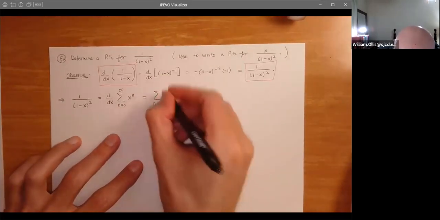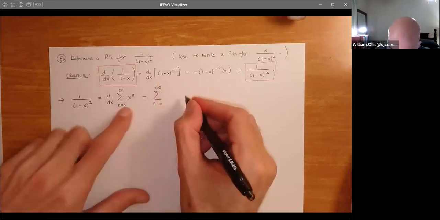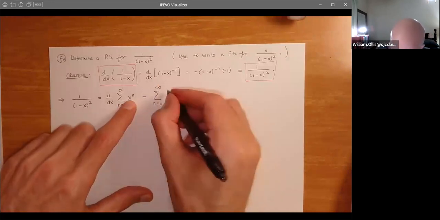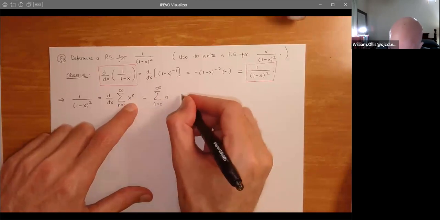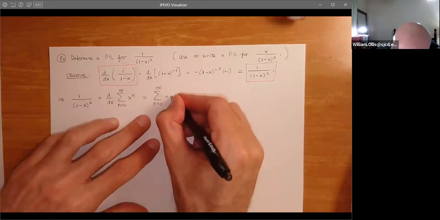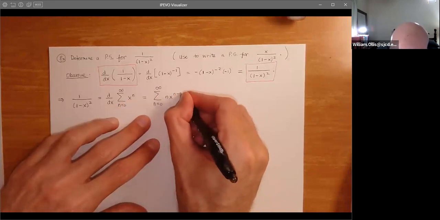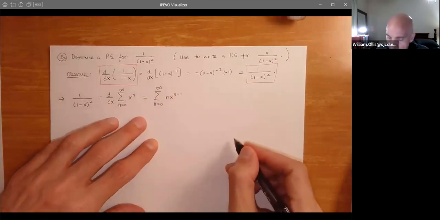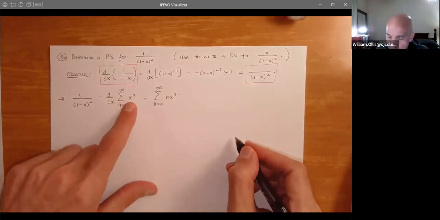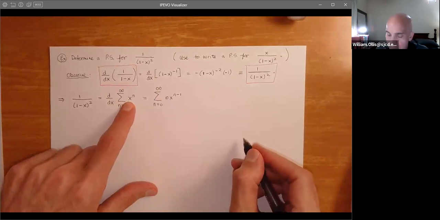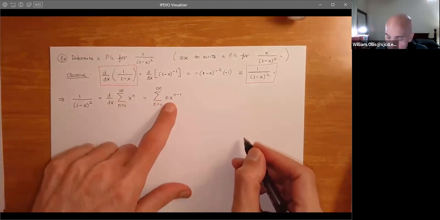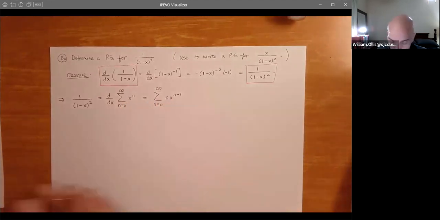n equals 0 to infinity. And now, again, when we differentiate, we bring the n down. This is so simple, we don't have to add the extra step, x^(n-1), right there. So when we differentiate term by term, we just apply the power rule to x^n to give us n times x^(n-1).